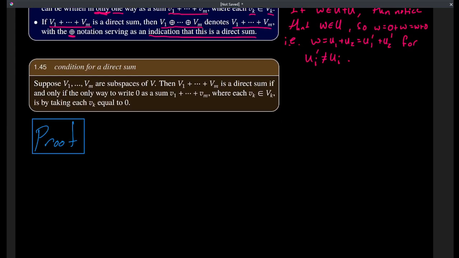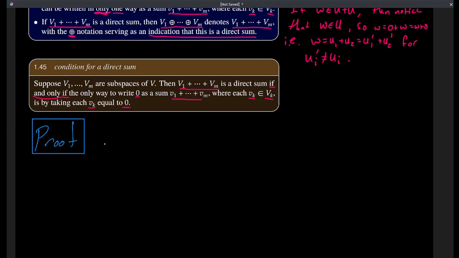Well, this will be a very important result for us. All right, so let's suppose that v1 through vm are subspaces of v. Then we'll say that the sum of v1 through vm is a direct sum if and only if, in both directions, the only way to write 0 as a sum, where each vk is an element of Vk, is by taking vk equal to 0.